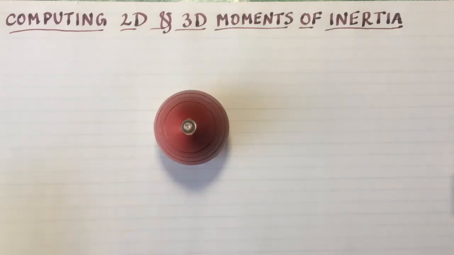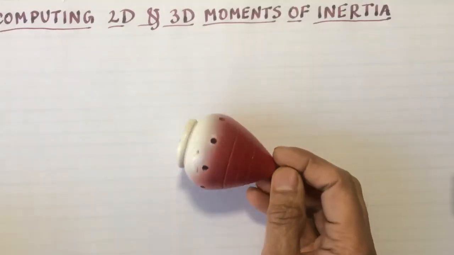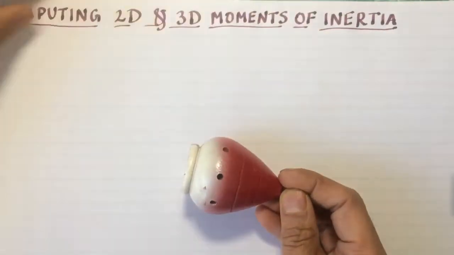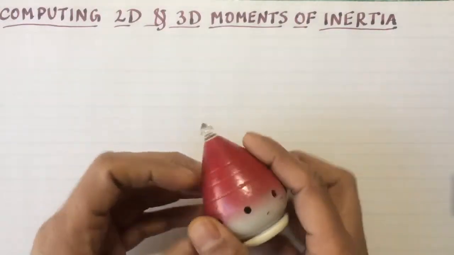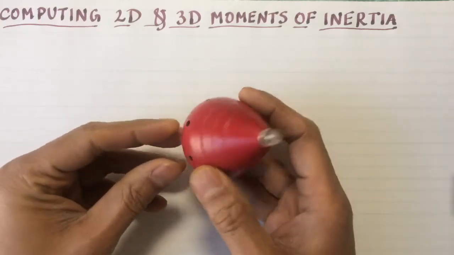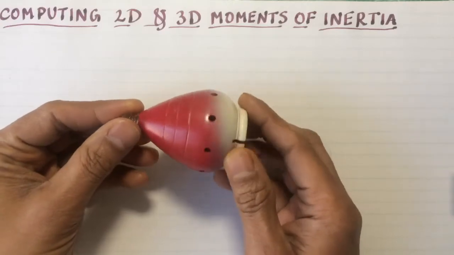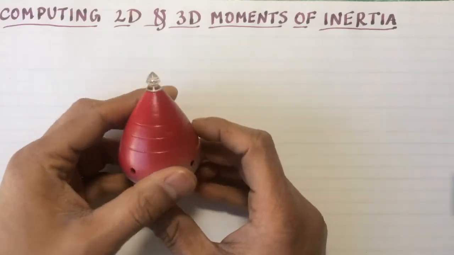Let's discuss in this video how to compute 2D and 3D moments of inertia. So a good example of a 3D object would be an object that looks like this top. You can see that it approximately resembles a cone. So we will be finding the moment of inertia of a cone in this video.